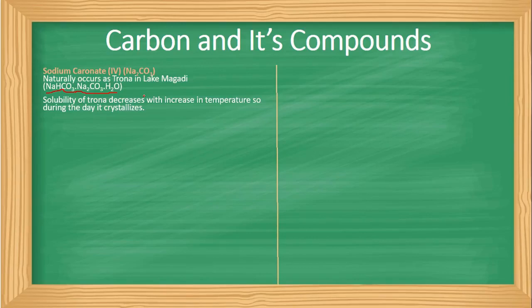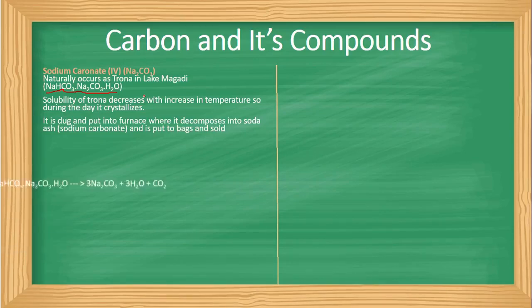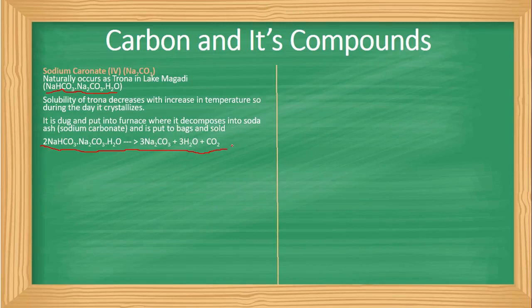So what happens is that this trona, its solubility decreases with increase in temperature. So during the day, it's not soluble, it crystallizes in the lake, and it is then dug, put in a furnace where it is decomposed into soda ash or the sodium carbonate, and is put into bags and sold. So the process is represented by this equation. This is trona, then it decomposes to sodium carbonate, and produces water and carbon dioxide in the process.